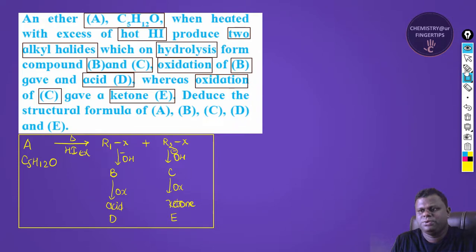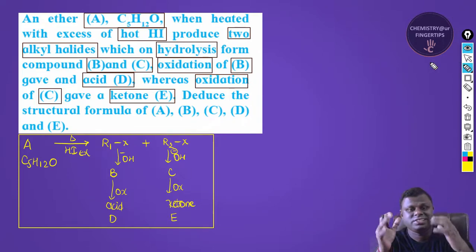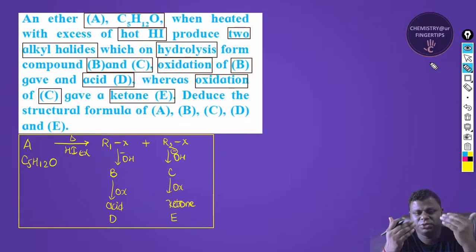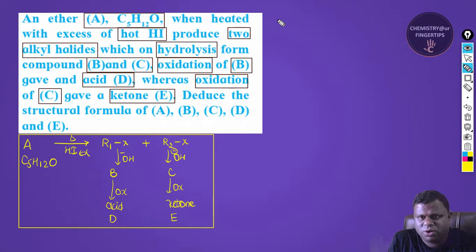So now let's try to do it one by one. Let's try to understand this question. It doesn't look that easy, okay, but of course actually it's very easy. Now you already know there are 5 carbon atoms, so the ether is going to be a mixed ether. There is no possibility that it's going to be a simple ether, right? So what could be the structure of A?